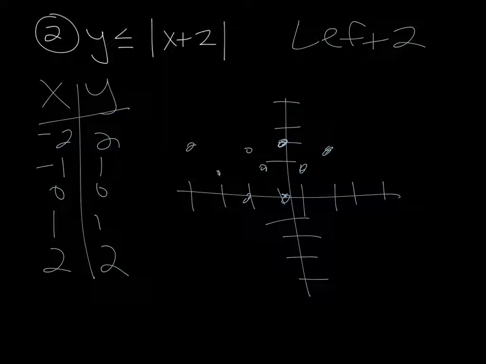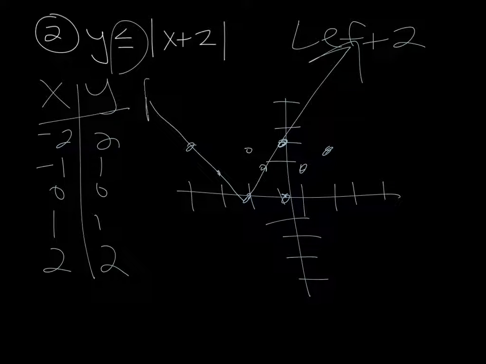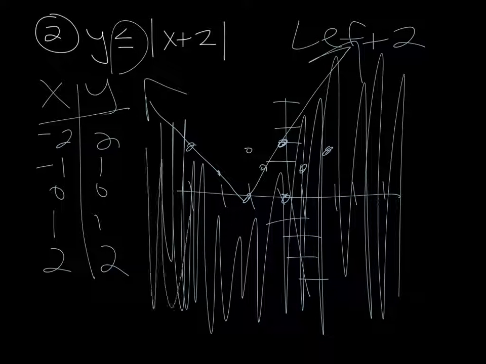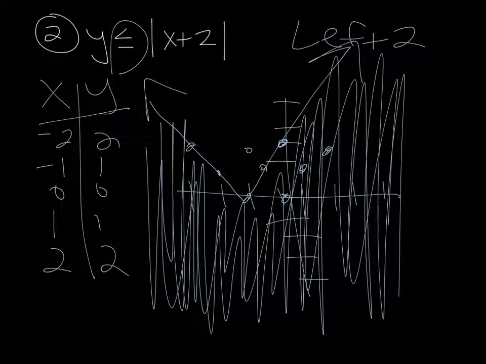Then because my symbol is less than or equal to, I need a solid line all the way through. And since it's less than, I'm shading down. So in this case, I'm shading underneath the V. I have to shade this whole section that's underneath the V.